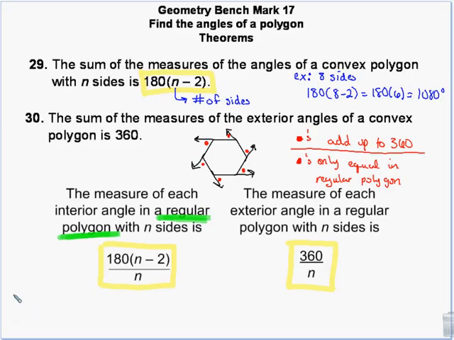So if I did a regular octagon, I'd have 8 minus 2, divided by 8. So I'd have that 1080 that I found before, but I divide it by 8 because there's 8 sides and 8 angles. That means that each angle inside would be 135 degrees.